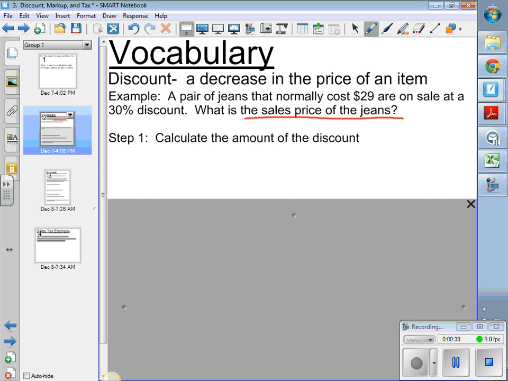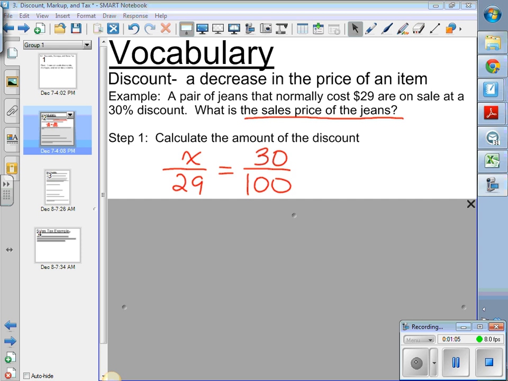So what we're looking for here is, we've got 100 for our percent, 30%, right? And then the original price, the whole, is 29. And we want to know how much is being taken off the discounted amount of the jeans. Okay, so if we do 30 times 29 divided by 100, we get that X is equal to $8.70.